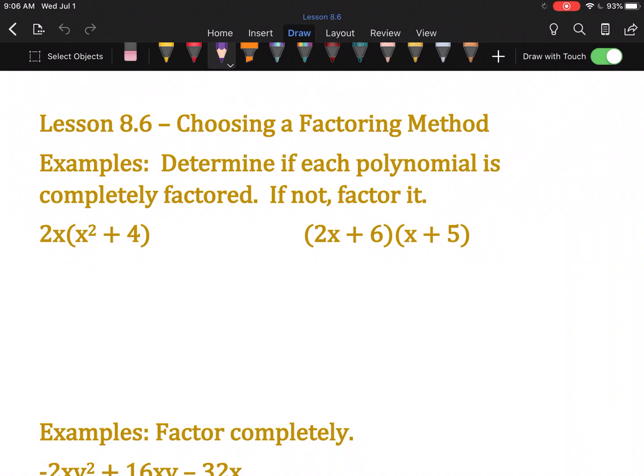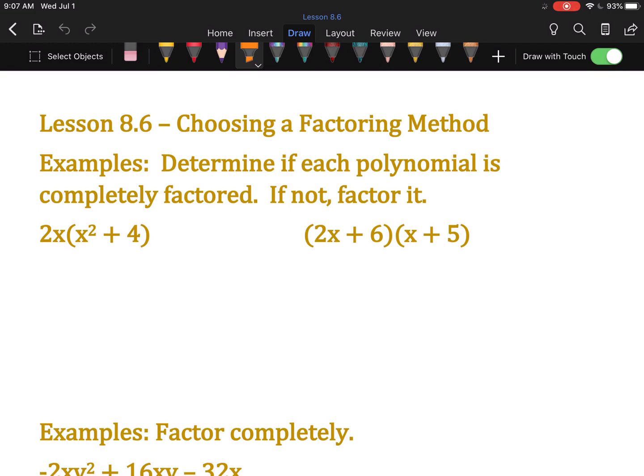Lesson 6 is titled Choosing a Factoring Method. What it is in practice is taking an expression and making sure you have done all possible factoring. So, determine if it's completely factored, and if it isn't, factor it.